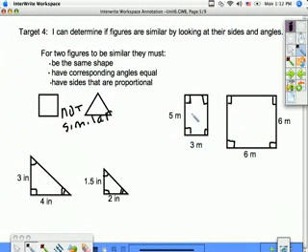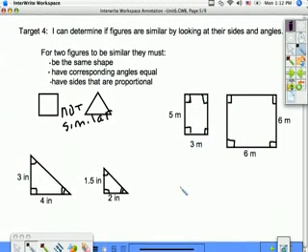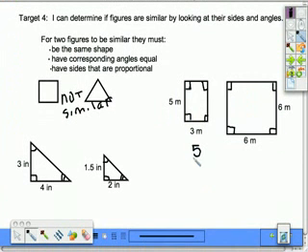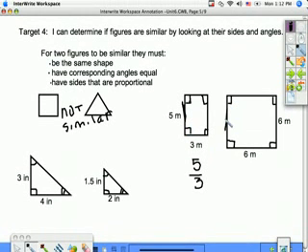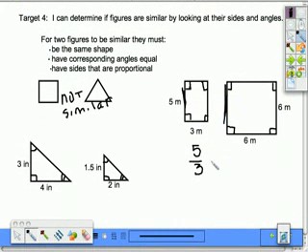I will set up my first rectangle, 5/3. And then that 5 corresponds with this side, which is 6 meters. And the 3 on the bottom corresponds with the 6 on the bottom over here. So I have a proportion. Now I need to test, are they equal?